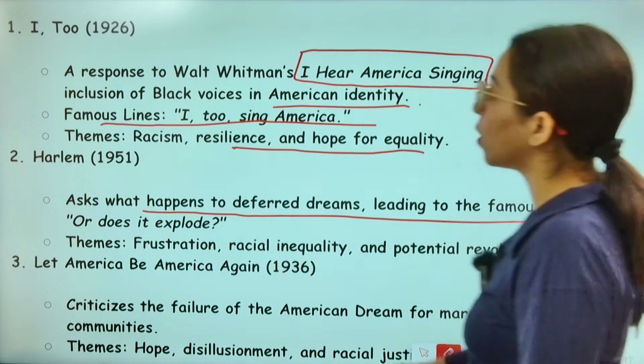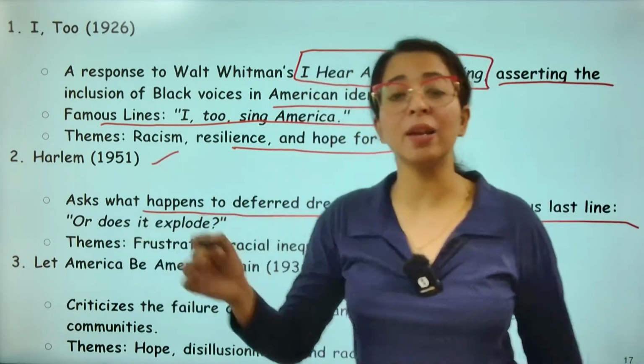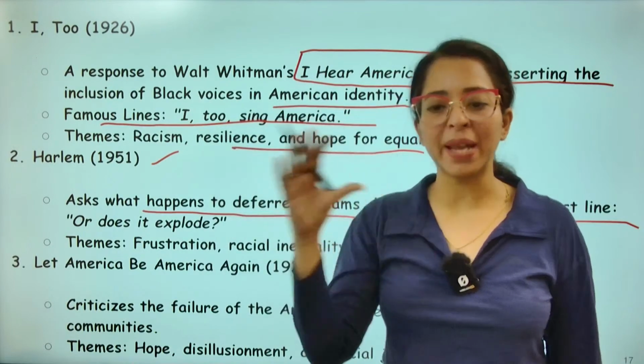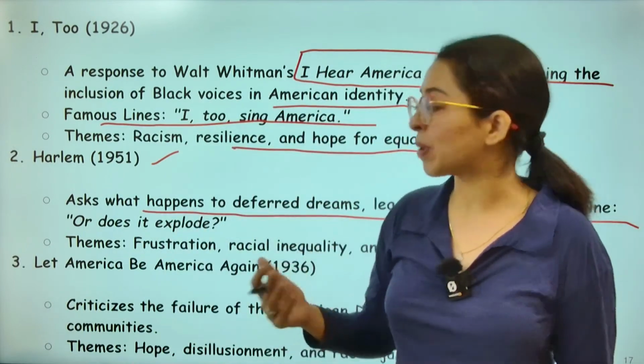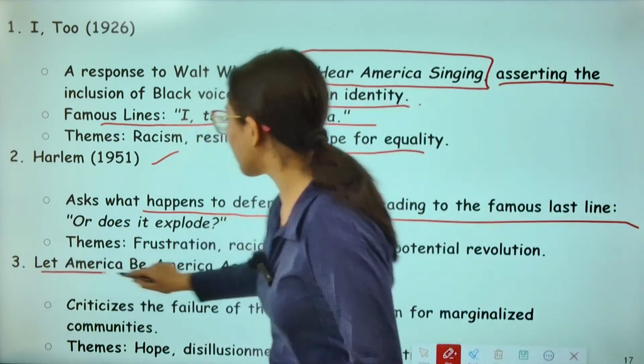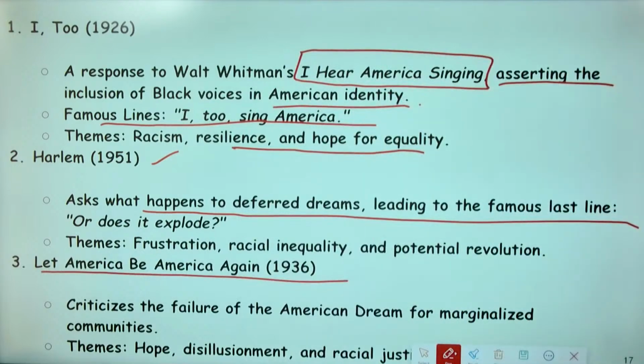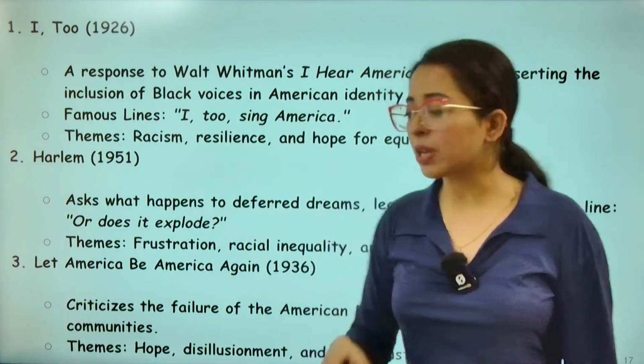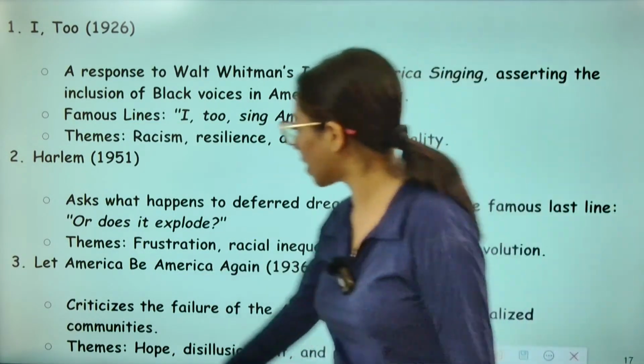Harlem, एक और इनका work था Langston Hughes का Harlem Renaissance पे. Harlem, again I'm telling you, it was a colony. It was kind of a place where all African black Americans used to live there. Let America Be America Again, 1936. This criticizes the failure of the American dream for marginalized communities. Okay, so this is a little disillusioned poem, and that is Let America Be America Again.